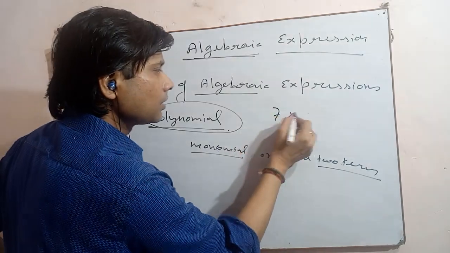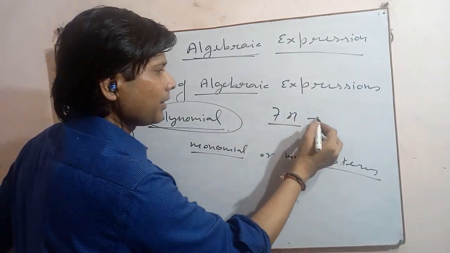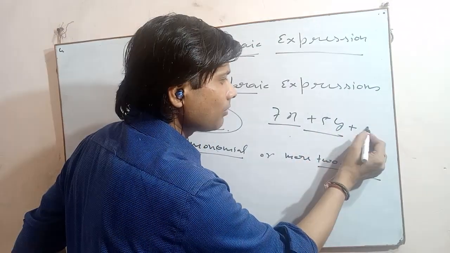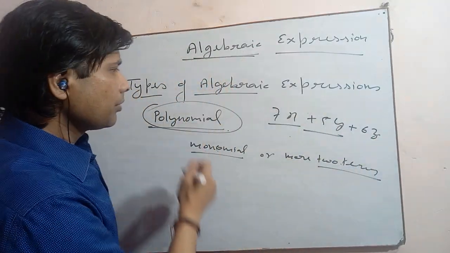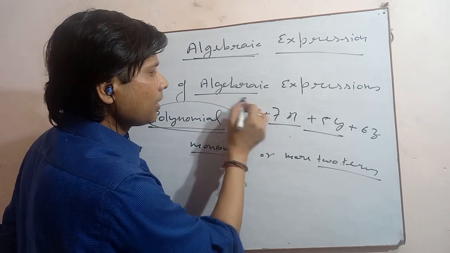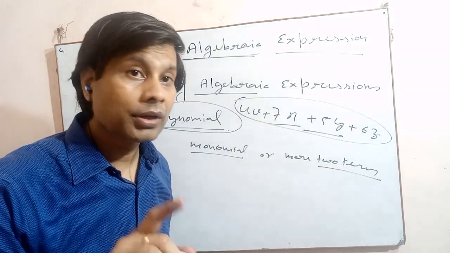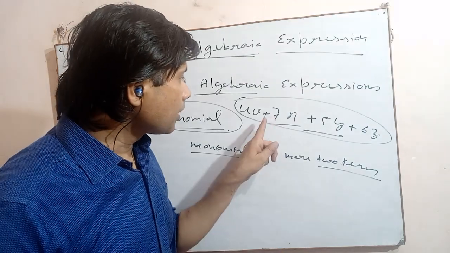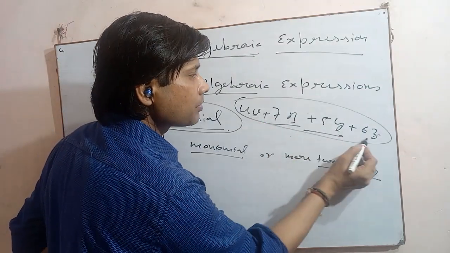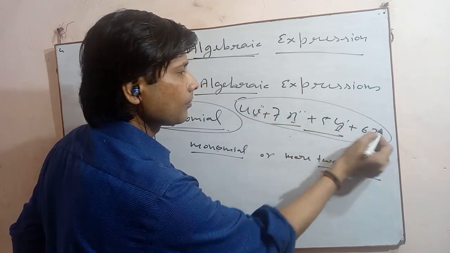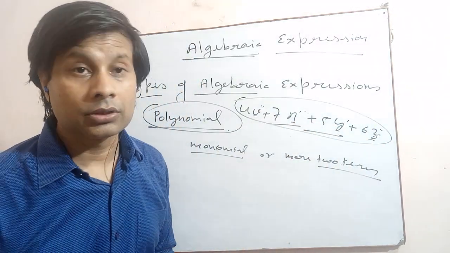So 7x is also a polynomial. 7x plus 5y is also a polynomial. 7x plus 5y plus 6z is also a polynomial, and if uv is also added, four terms, it is also called a polynomial. But be careful, every time you have to think that the power of the variable must be a whole number. Power should be a whole number, otherwise it is not a polynomial.